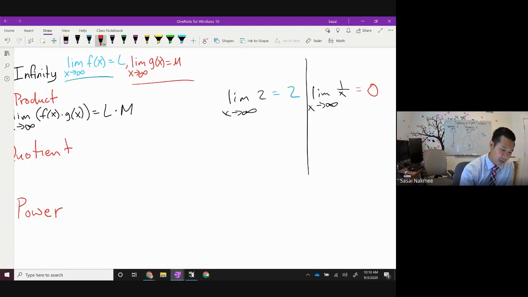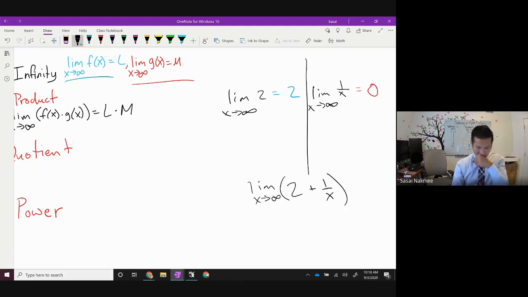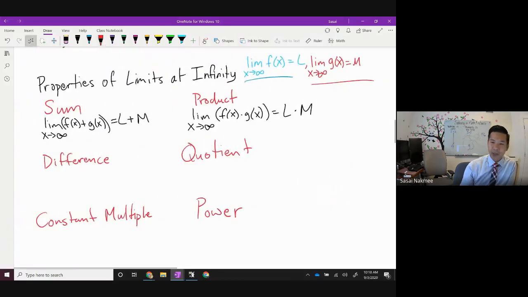And what I'm saying is, if I wrote a function that combines the two functions, which would be 2 plus 1 over x, and then I take the limit as x goes towards infinity of this, I hope you guys see that it just comes out the same as finding the limit of this function and then adding it to the limit of this function. And it'll work for other numerical operations.